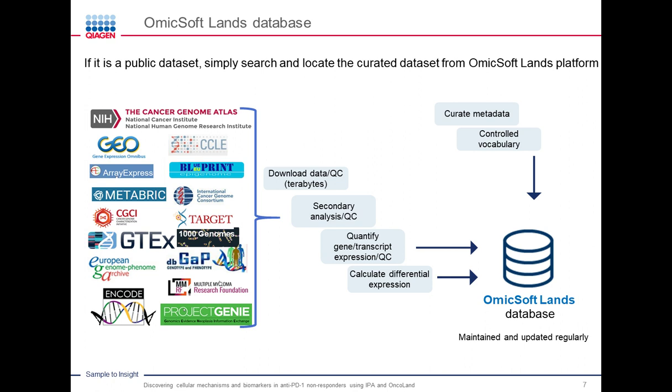So our team has gone through all of these different public sources on the left-hand side and curated a lot of data and metadata. Furthermore, all of this expression data from public sources is passed to the same pipeline. So user can do cross-project and cross-collection comparison. All of this is stored in OmicsSoft Lens database, which is the image on the lower right corner. And this database is maintained and updated regularly.